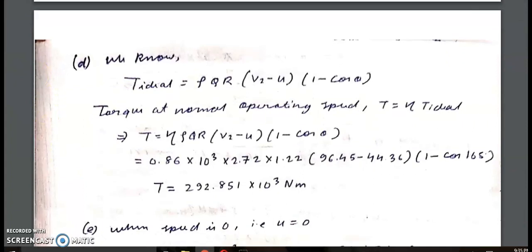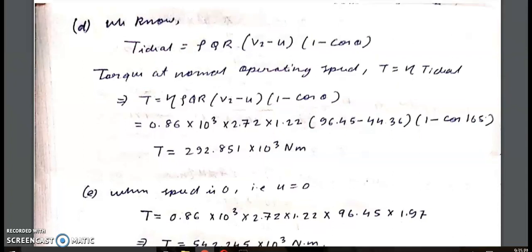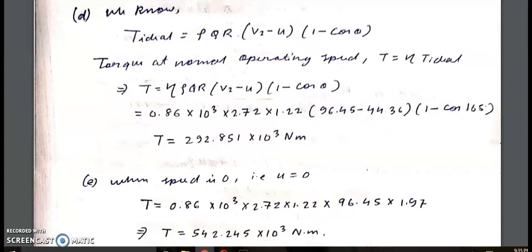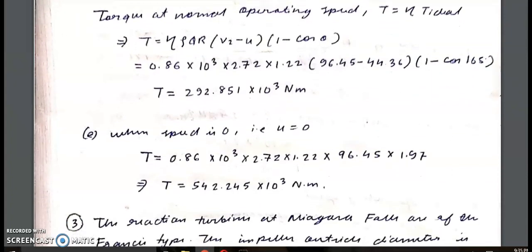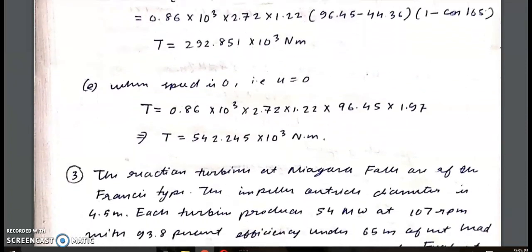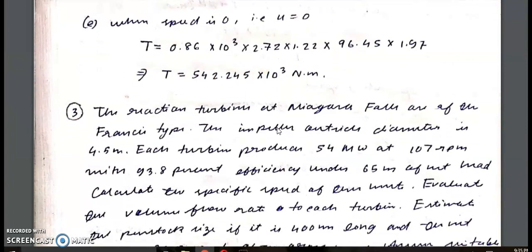Then we find that T ideal equals rho Q (V2 minus U1) cos theta. By applying the formula of the torque at normal operating speed, we get the torque to be 292.851 into 10 to the power 3 Newton meter. While when the speed is at 0, that is U equal to 0, applying the formula, we get the torque at 0 equal to 542.245 into 10 to the power 3 Newton meter.